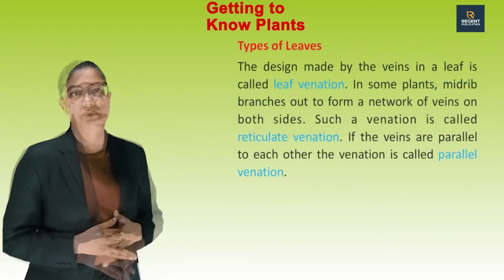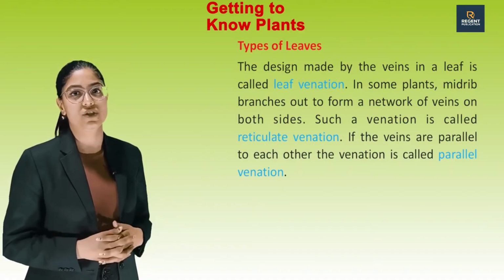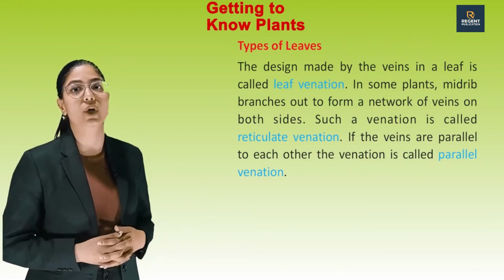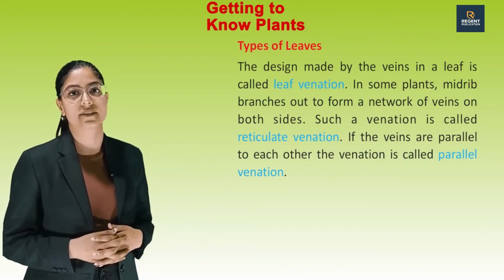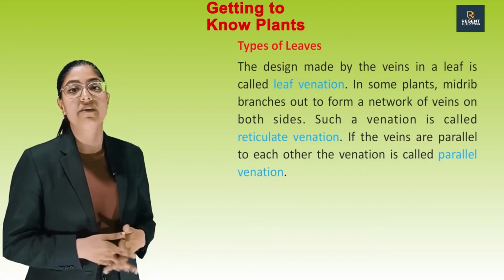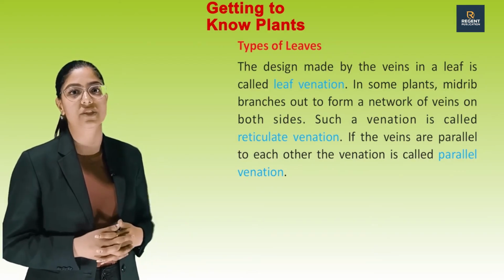Types of leaves. The design made by veins in a leaf is called leaf venation. In some plants, the midrib branches out to form a network of veins on both sides. Such a venation is called reticulate venation. If the veins are parallel to each other, the venation is called parallel venation.